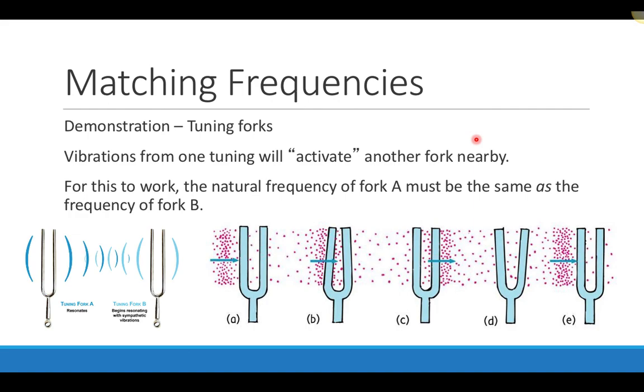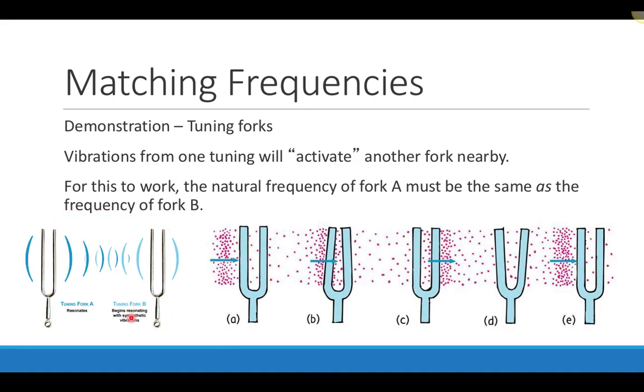Another example of this idea of resonance and matching frequencies, you can demonstrate with a set of tuning forks. I'm going to talk through this with the picture. I have two tuning forks, tuning fork A and tuning fork B. If you strike tuning fork A, it sends out a pressure wave, a sound wave. If tuning fork B has the same natural frequency of vibration as tuning fork A, that pressure wave will activate the second tuning fork. That's because of this matching of frequencies.